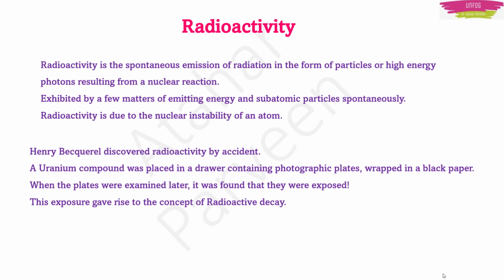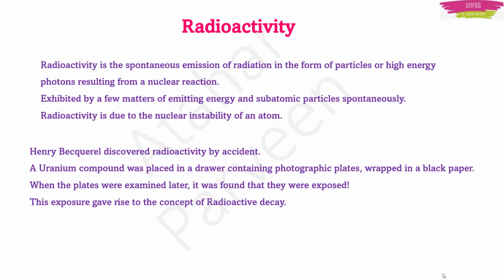Actually, a scientist named Henry Becquerel discovered radioactivity by accident. Intentionally he did not discover it, it was by accident. He was doing something and he landed up finding radioactivity. What happened was this element uranium, this compound of uranium, was placed in a drawer containing photographic plates. They wrapped it in black paper and kept it in that drawer. In that drawer only photographic plates were there.